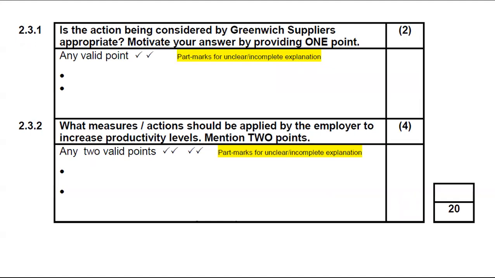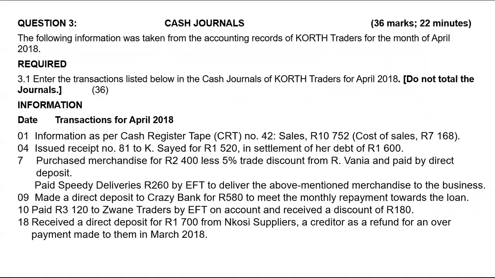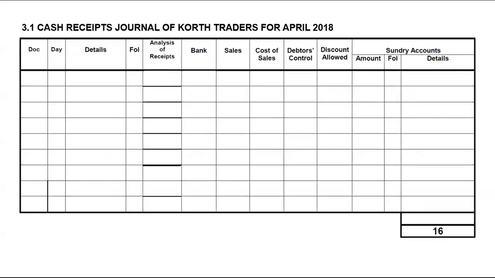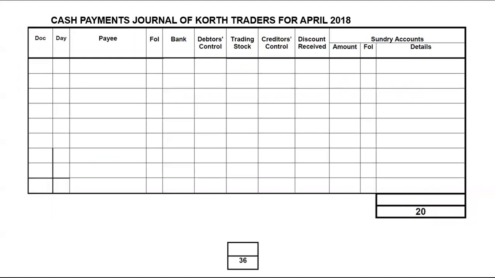And then thereafter, we will do question 3 in the same paper, which deals with cash receipts and cash payments. You can also try this out. Obviously, you'll have to prepare the cash receipts journal as well as the cash payments journal. Okay, you can download the question paper and just answer it so that when you watch the video, you will just mark.